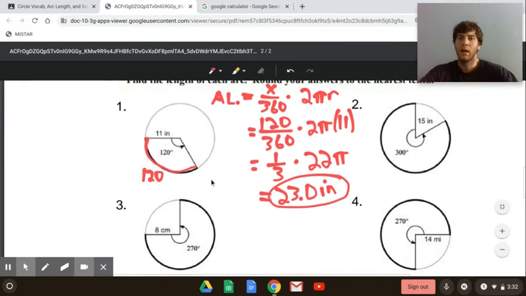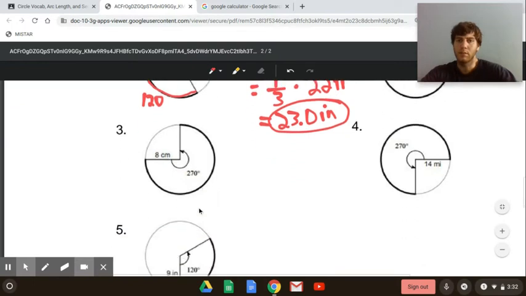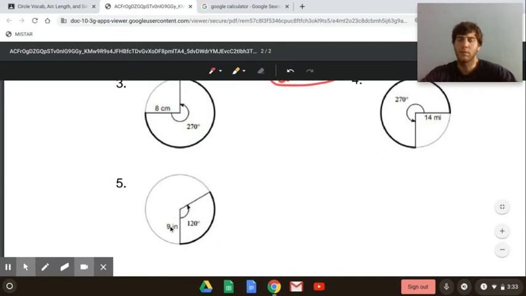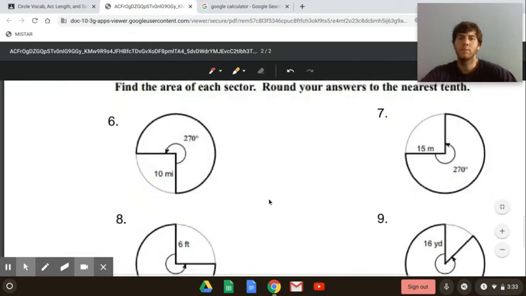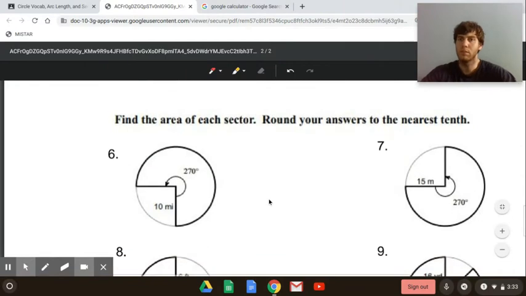Again, for problems 2, 3, and 4, you're doing the same thing. Our central angle is 300 degrees and our radius is 15. Then the radius is 8 with a central angle of 270. Central angle is 270, radius is 14. Central angle is 120, and radius is 9. So you're doing the same thing there. And then the last part, you have 5 questions on sector area. Again, this is just to get you used to the procedure.